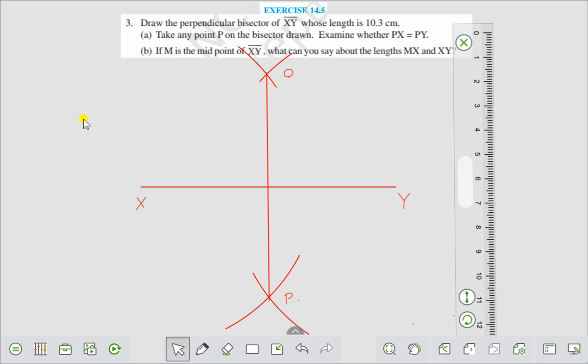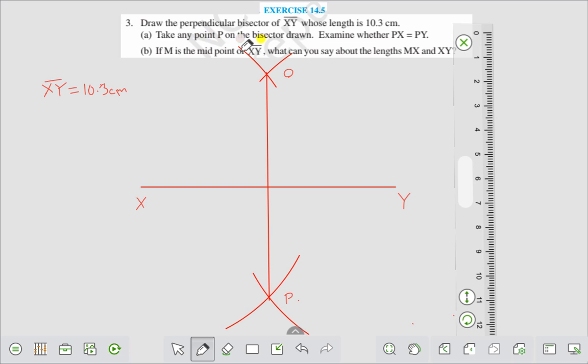The length of line segment XY we have taken is 10.3 centimeter. Right? Now, question number A.